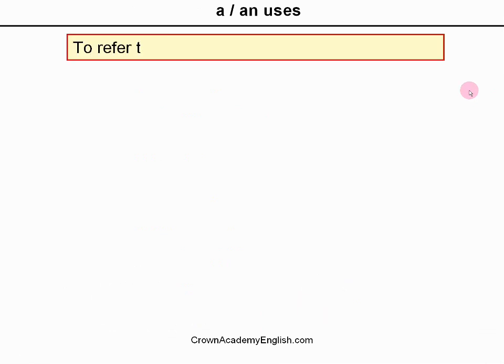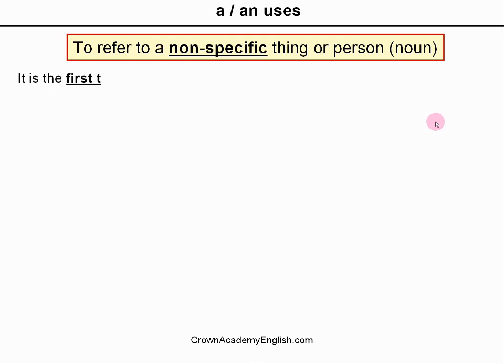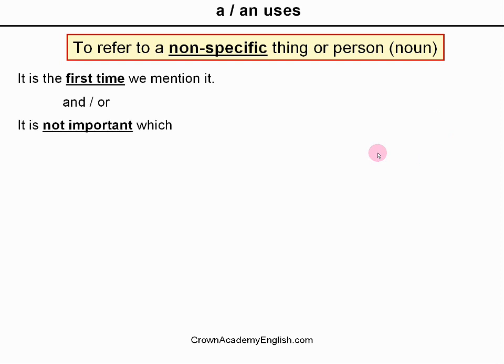Uses. The first use is the most common one, and it is to refer to a non-specific thing or person. And it is usually because it is perhaps the first time that we mention it. Or perhaps it is not even important which specific thing or person we are talking about. It is perhaps not important to the story. So we do not need to specify.